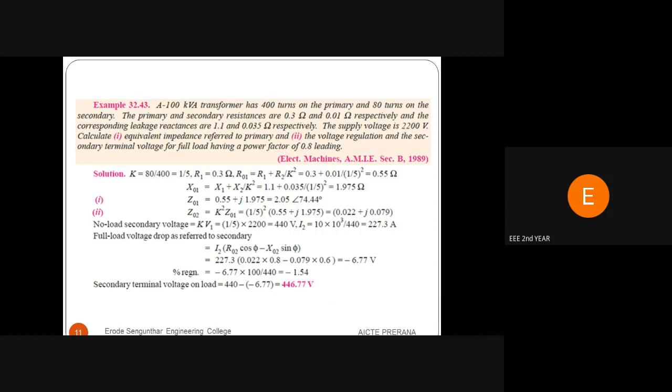Here is another problem. A 100 kVA transformer has 400 turns on the primary and 80 turns on the secondary winding. The primary and the secondary resistances are 0.3 ohm and 0.01 ohm respectively, and the corresponding leakage reactances are 1.1 and 0.035 ohm respectively. Supply voltage is 2200 volts. Calculate the equivalent impedance referred to primary, and the voltage regulation at the secondary terminal voltage for full load having a power factor of 0.8 leading.